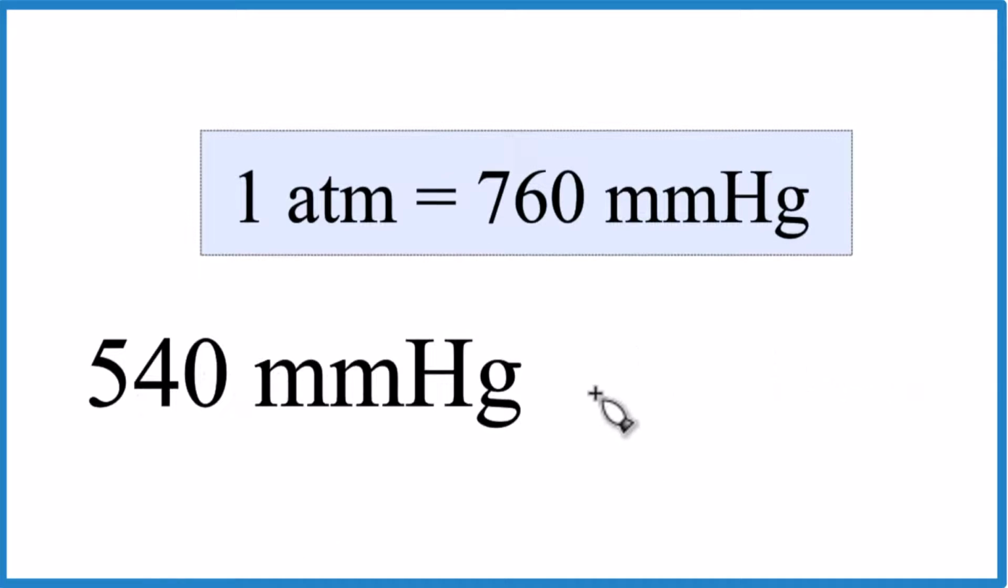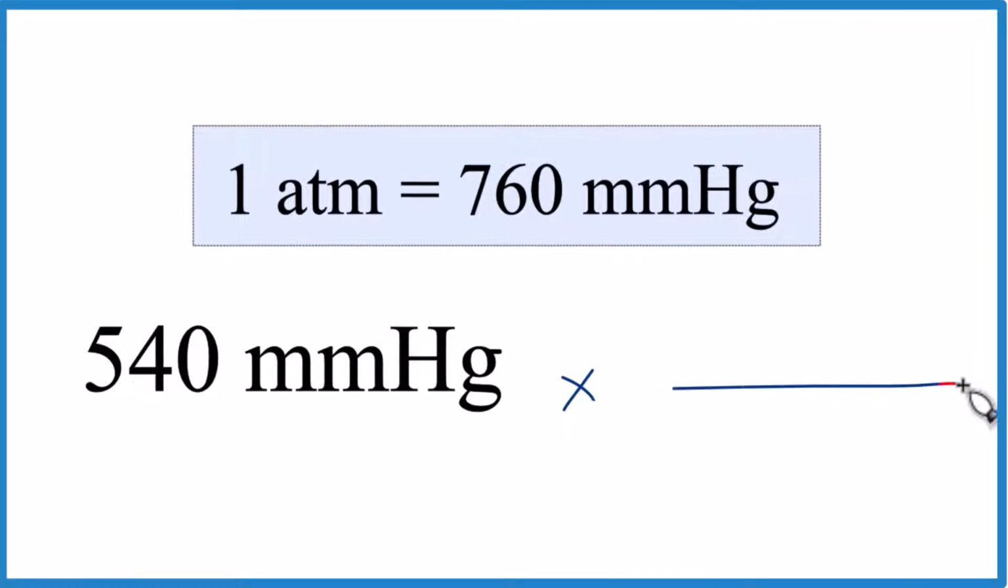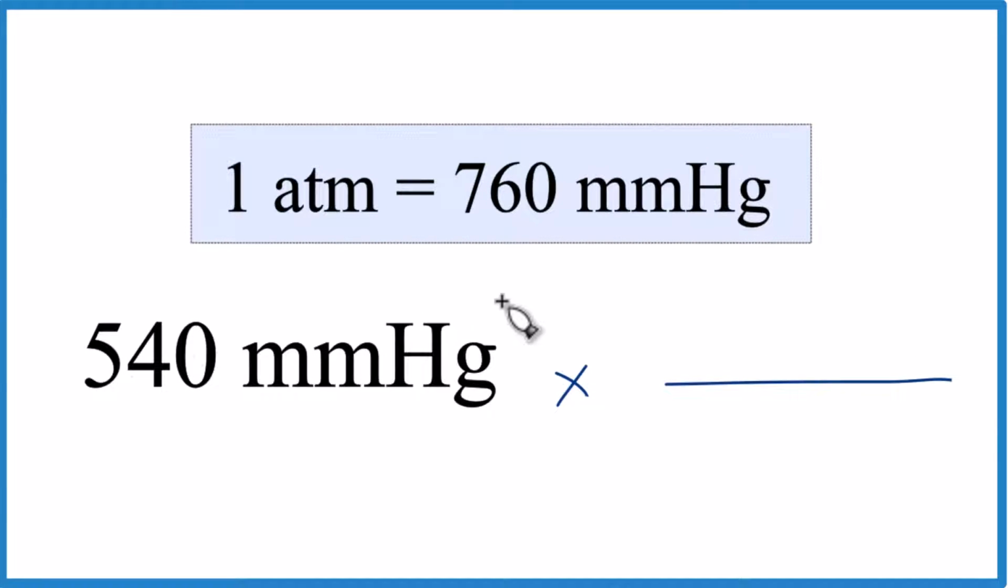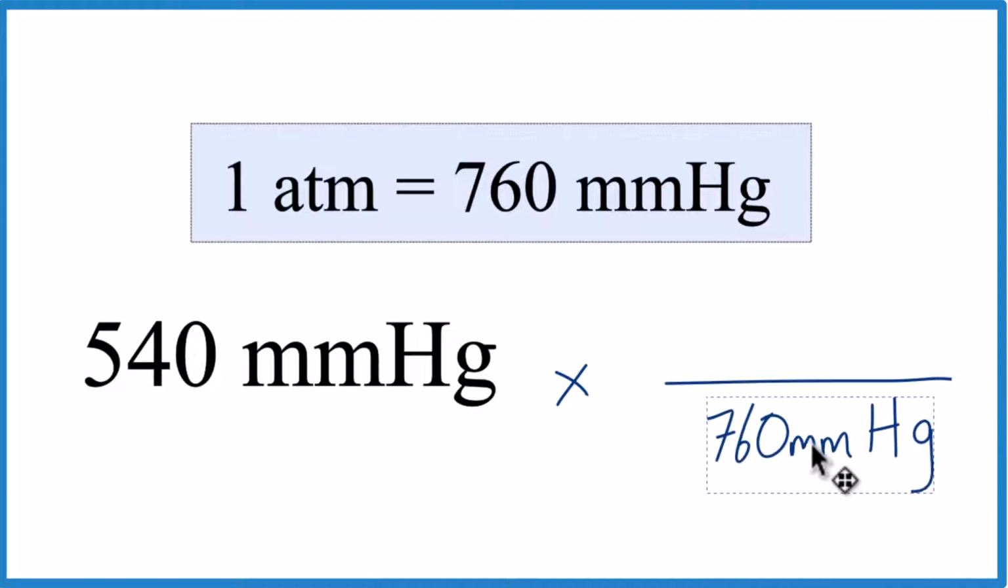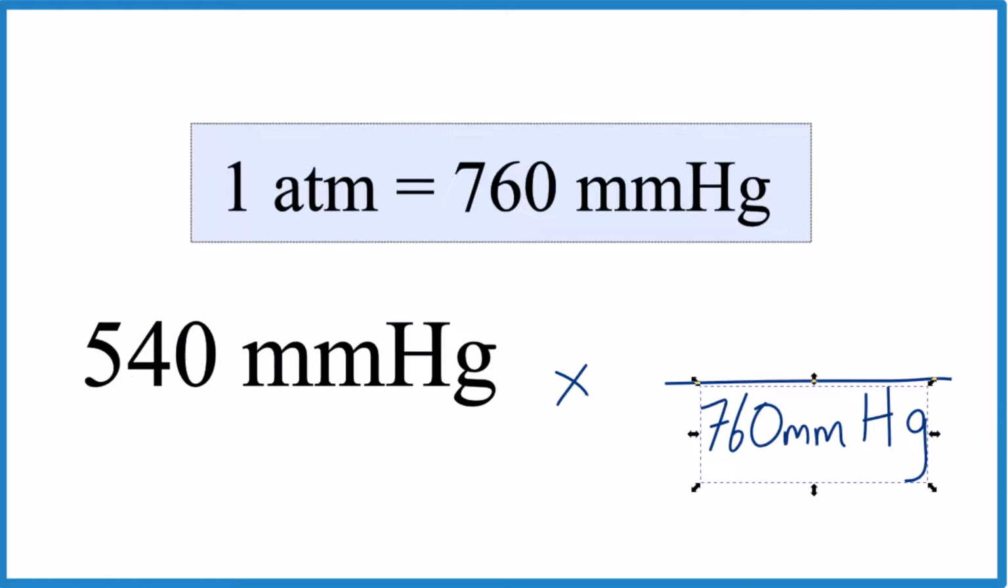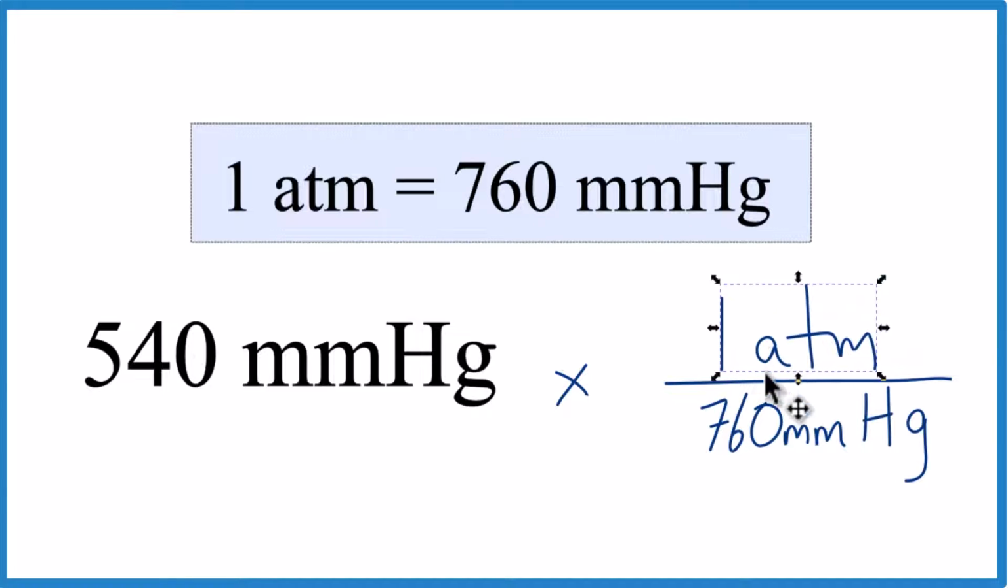So 540 millimeters of mercury times the conversion factor. And we want millimeters of mercury to cancel out. Since we have it on the top here, let's put it on the bottom of our conversion factor. That way it cancels out for us. Then on the top, we'll put the 1 atmosphere because we want to end up with atmospheres as our unit. So we'll take 540 divided by 760.